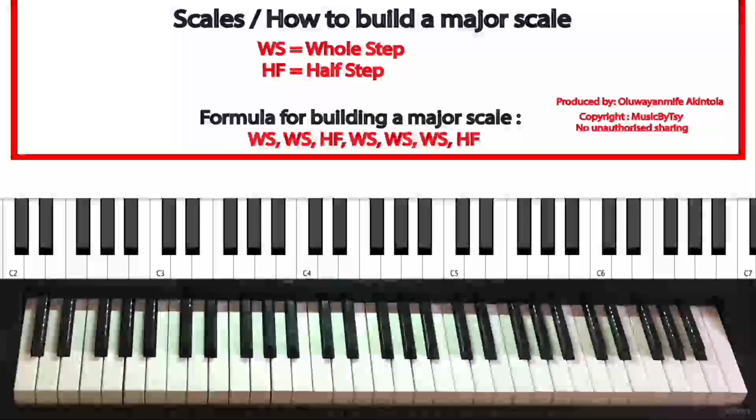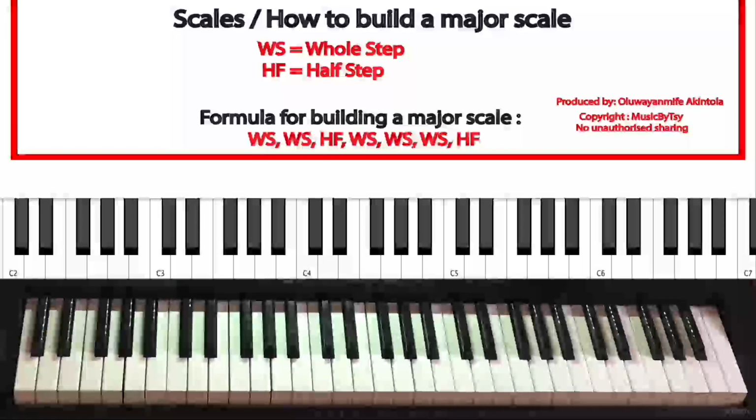Now, how do we construct a major scale? Well, there's a formula for constructing a major scale, and the formula goes like this. You take a whole step, a whole step, a half step, a whole step, a whole step, a whole step, and then a half step. Now you might be wondering, what does it mean? Well, I'm going to explain what I mean.